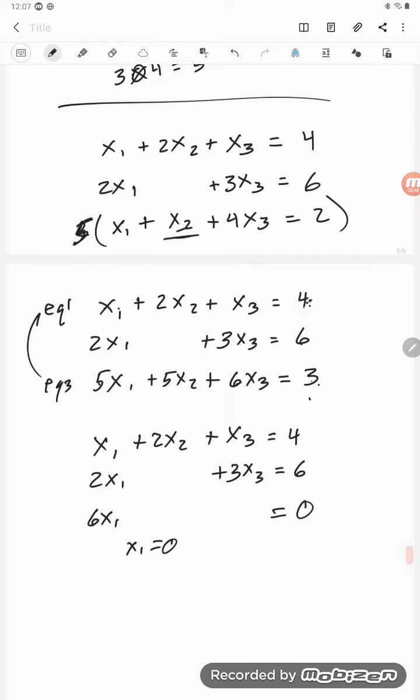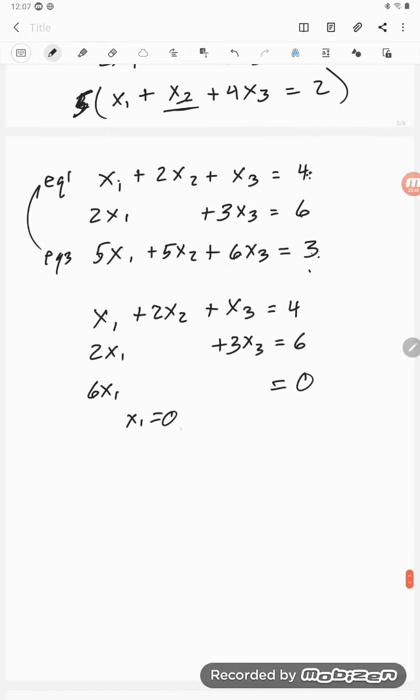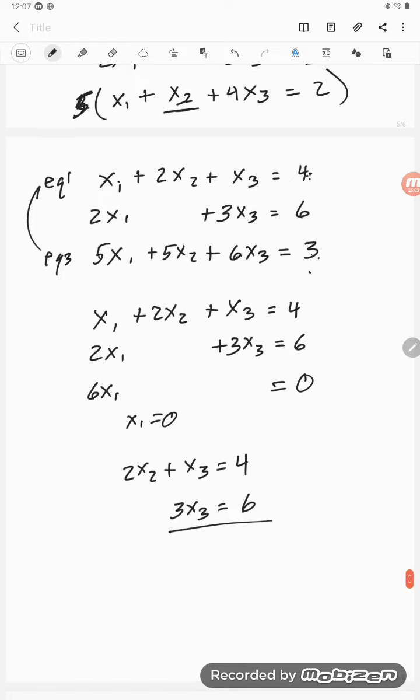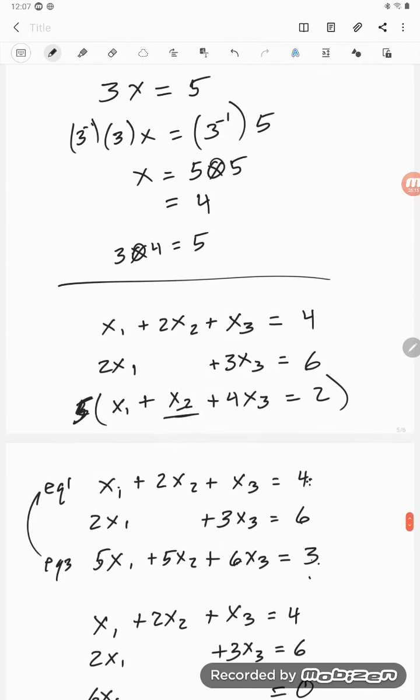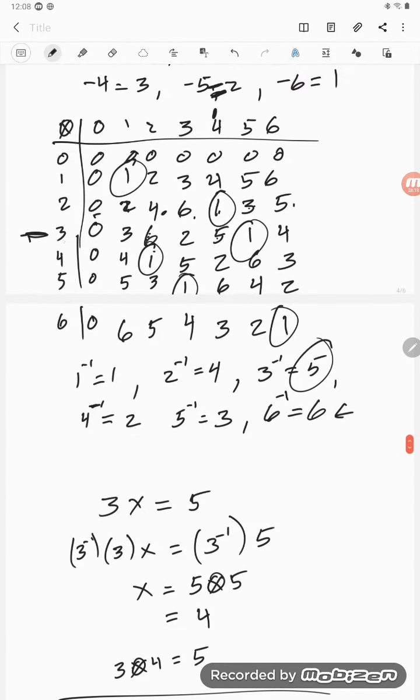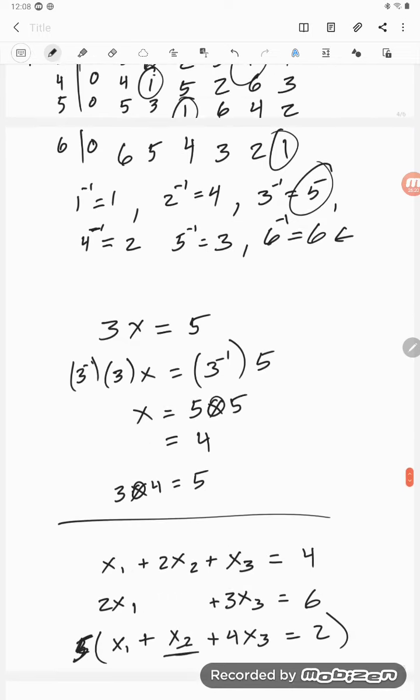Oh, but now if x1 equals 0, that means I have that 2x2 plus x3 equals 4. And I have 3x3 equals 6. Well, I can solve that for x3. So that means that x3 is equal to 3 inverse times 6. Now, what was the multiplicative inverse of 3 again? That was 5.